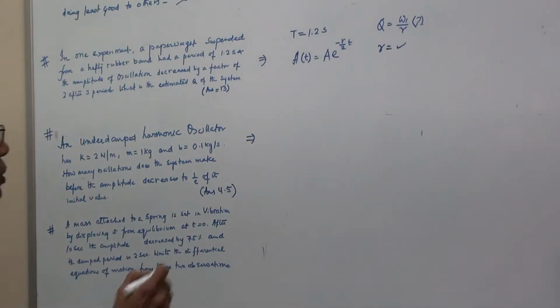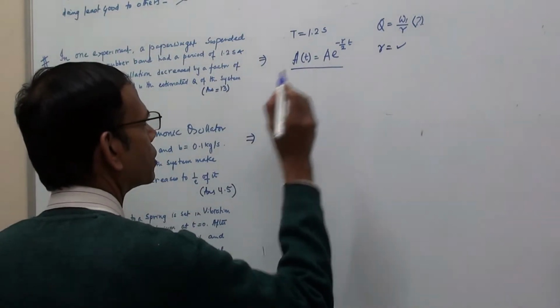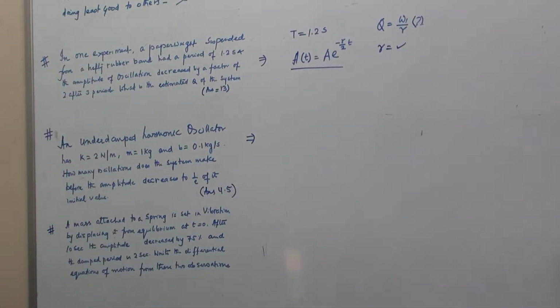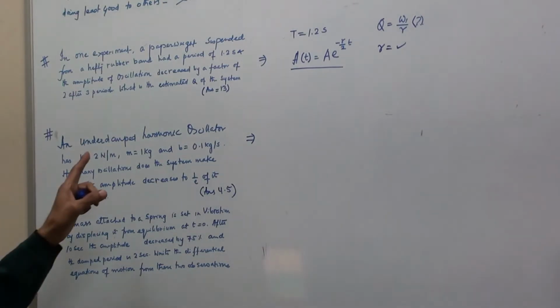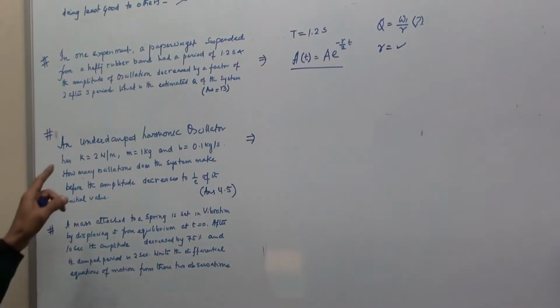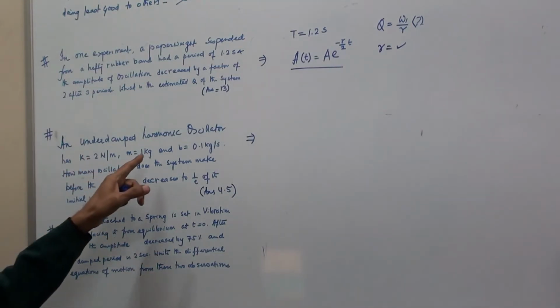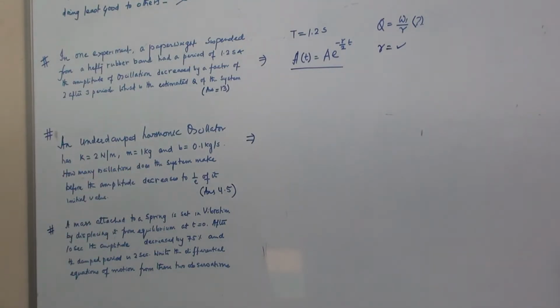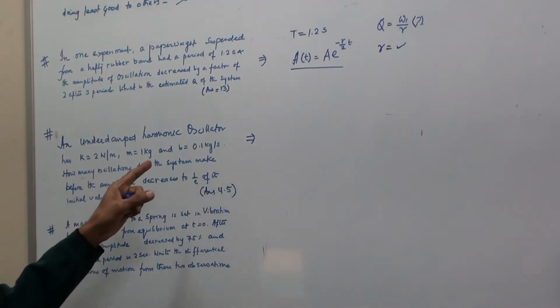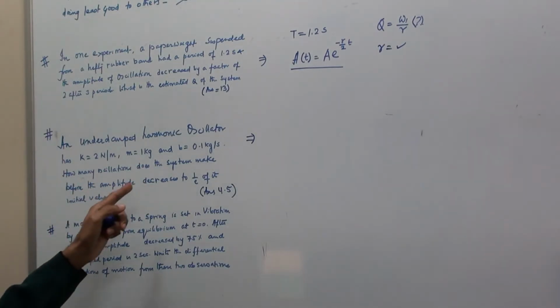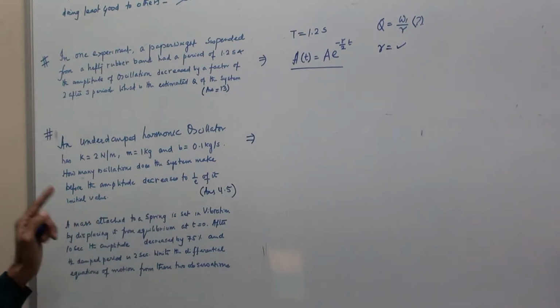So here this particular expression is very, very important. The next question. An underdamped harmonic oscillator has K given, mass given, and B given. How many oscillations does the system make before the amplitude decreases to 1 over e of its initial value?